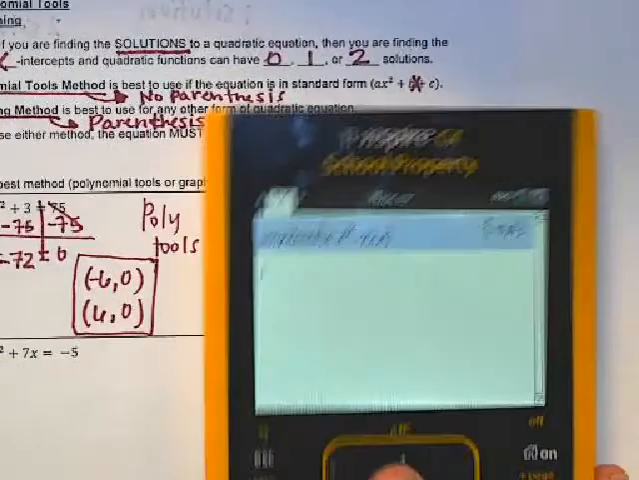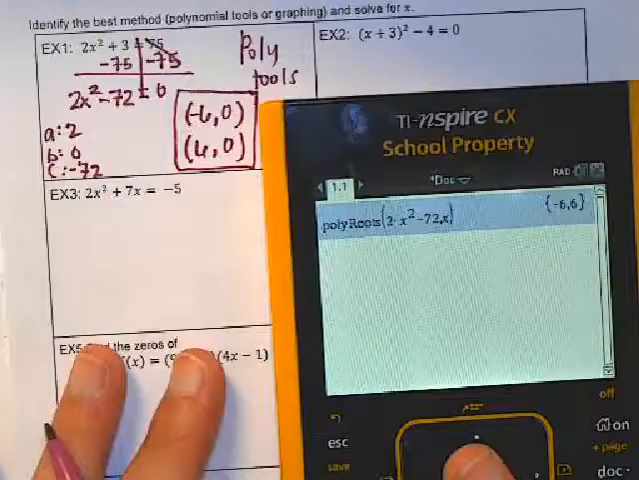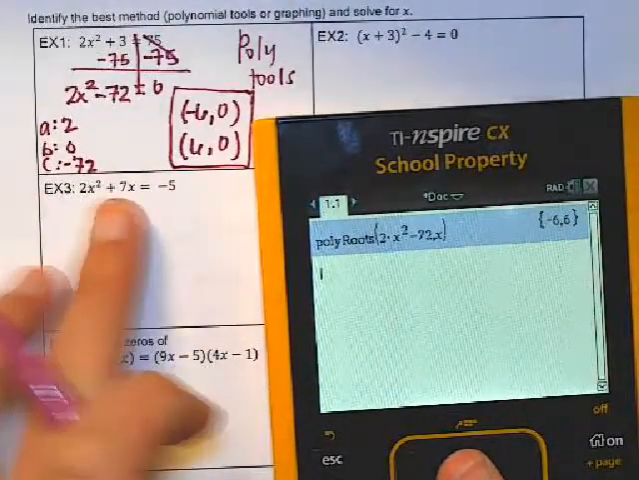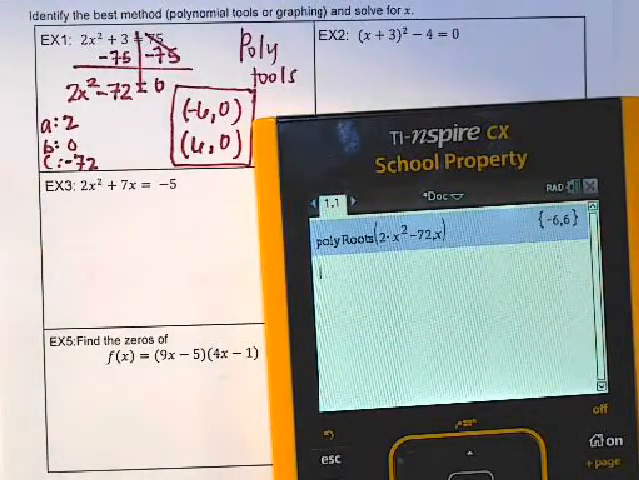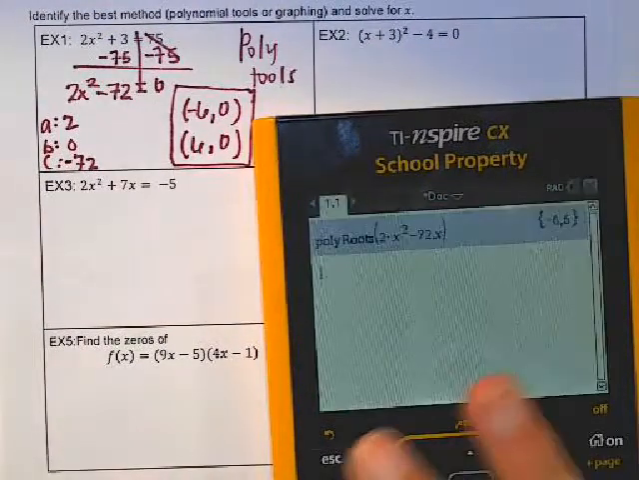All right, the next one we're going to do is example 3, right underneath it. Okay, this is where I'm at. Example 3, right underneath the one we just did. Okay, does this have parentheses? No, so how am I going to do this problem?